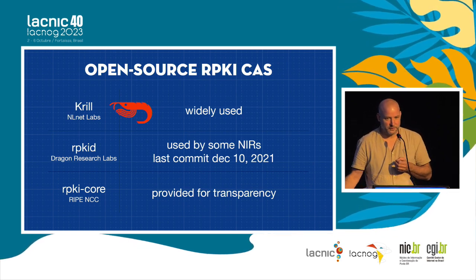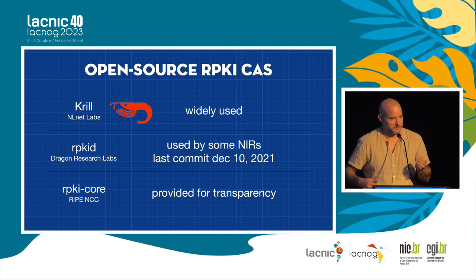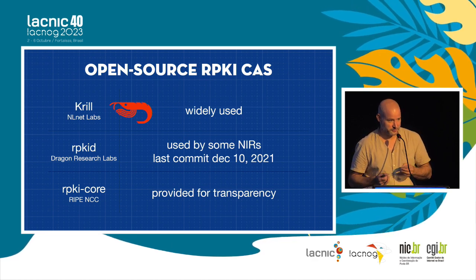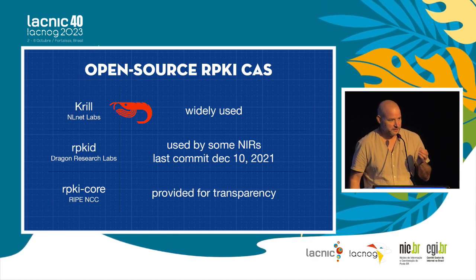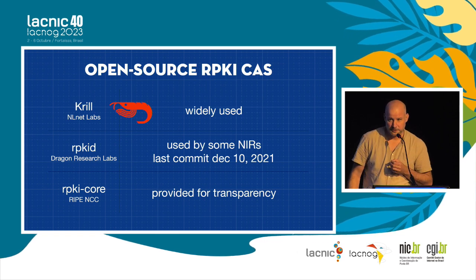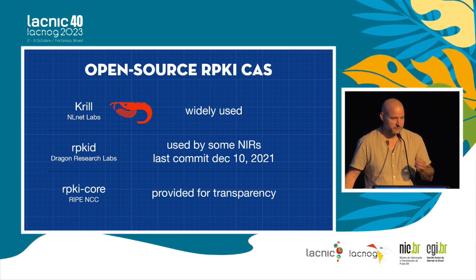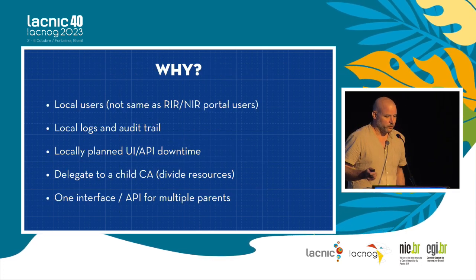What I want to say with this is not so much that I make Krill and it's the best and you should only use that. Actually, I think the ecosystem needs more options. But in the meantime, I think we provide one. So why would you actually do all this?